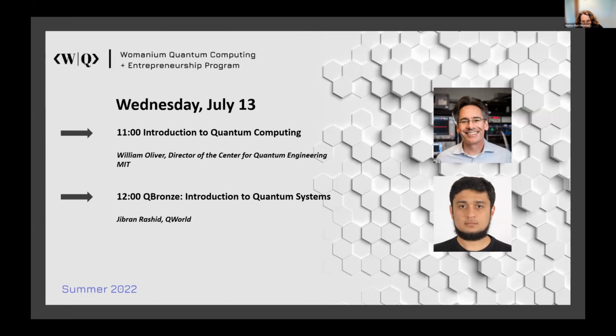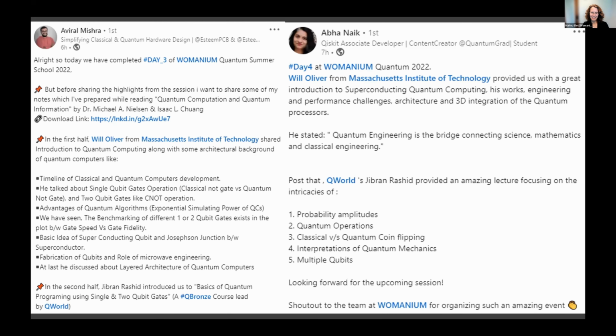And I highly encourage you to write summaries yourself and also look at summaries that others wrote. For example, these excellent summaries by Avril Mishra and Abba Naik, who wrote about yesterday that William Oliver discussed the timeline of classical and quantum computers, gates, advantages of quantum algorithms, benchmarking, then an introduction to superconducting qubits, and the layered architecture of quantum computers. And then Abba emphasized QWorld's lecture: probability amplitudes, quantum operations, classical versus quantum coin flipping, and interpretations of quantum mechanics.